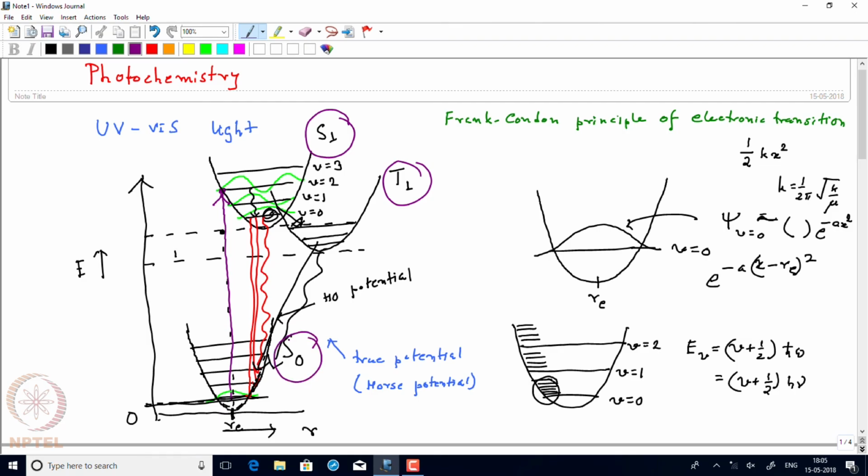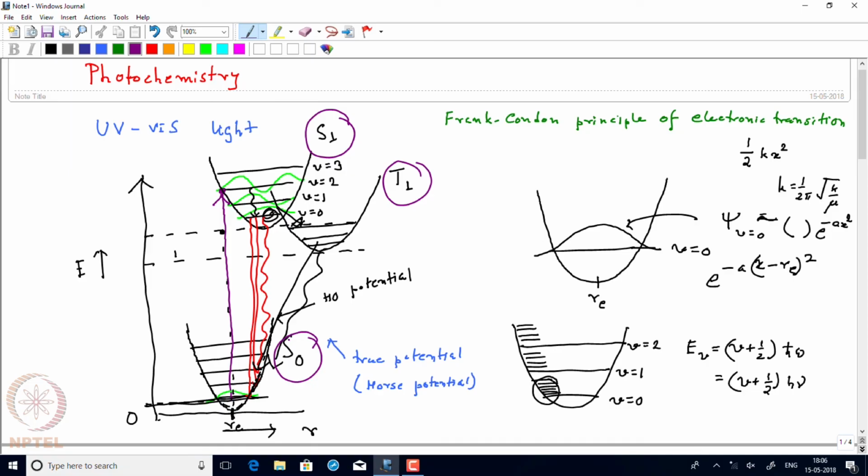Now what happens is that when I have an electronic transition, the electronic transitions are fast, and also the excited well is a little bit shifted because of the change in bond length. So usually the vibrational overlap, or the Franck-Condon factor, will be maximum for some vibrational level of the excited electronic state other than V equal to 0. So we'll have a maximum which is slightly shifted from the 0-0 transition, and then right after this transition, all the population comes back to the ground vibrational level of the excited electronic state. From there it starts emitting.